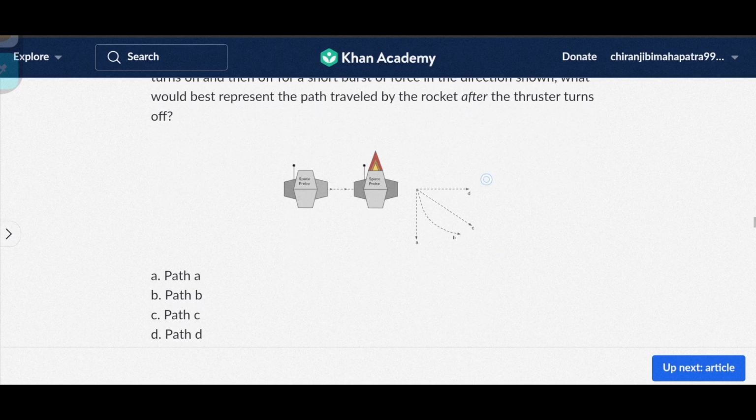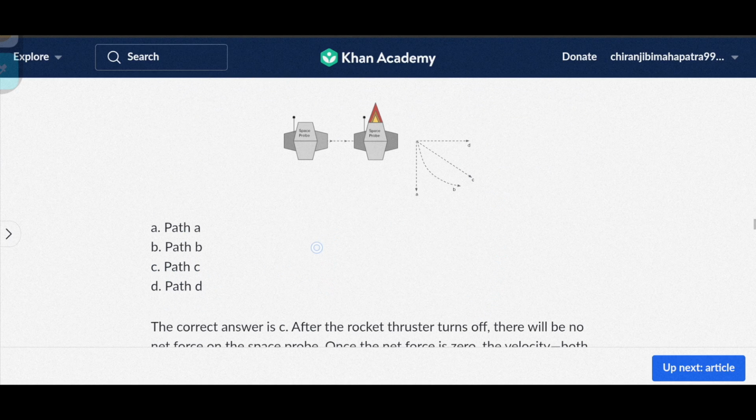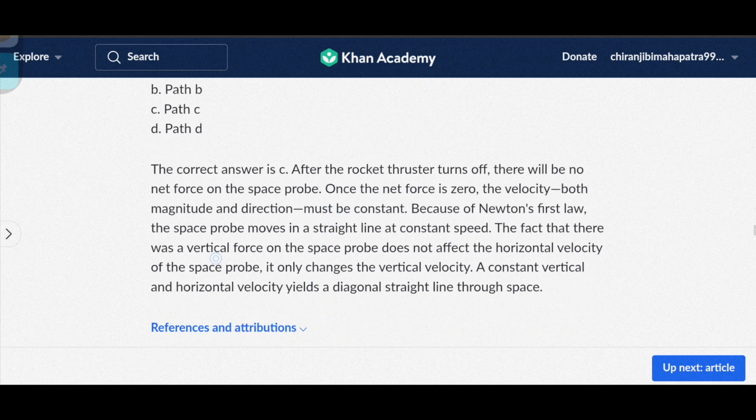Path C. So option C is correct. That's it. This is the reason: no net force. Once the net force is zero, you can read it. Yeah, that's it.